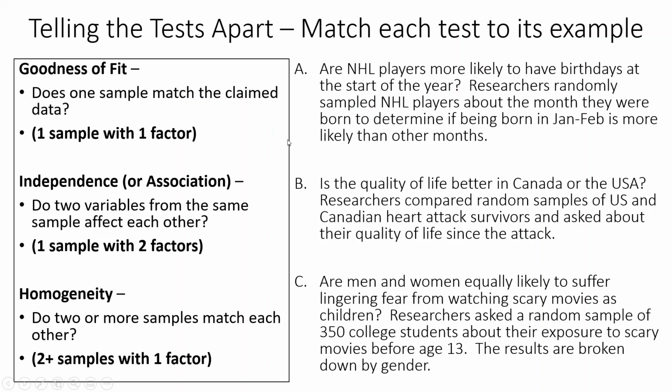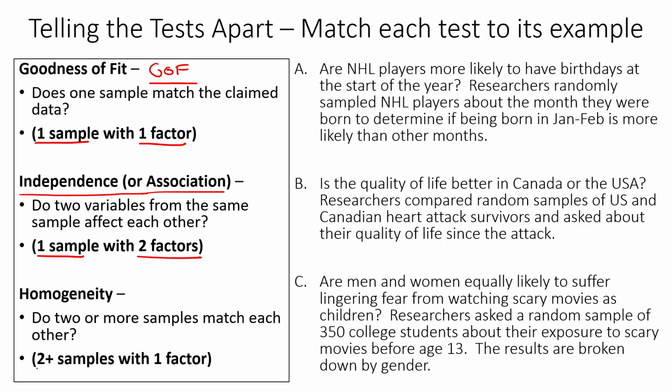All right, so we've got our three different types of chi-squared tests. We have goodness of fit, or GOF as we often call it. Does one sample match the claim data is what we're testing here. So we have one sample and we have one factor. The most basic thing, one sample, one factor, goodness of fit. For independence or for association, we have one sample and we want to see if those two factors are associated with each other. Two variables, one sample, independence or association.